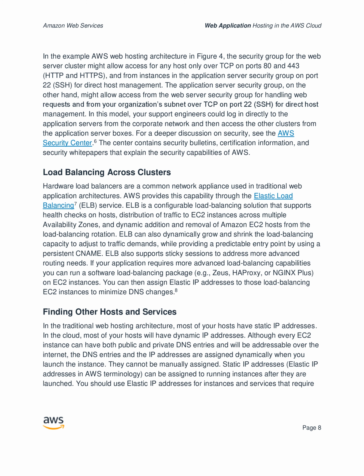In the example AWS Web Hosting architecture in Figure 4, the security group for the web server cluster might allow access for any host only over TCP on ports 80 and 443, HTTP and HTTPS, and from instances in the application server security group on port 22, SSH, for direct host management. The application server security group, on the other hand, might allow access from the web server security group for handling web requests and from your organization's subnet over TCP on port 22, SSH, for direct host management.